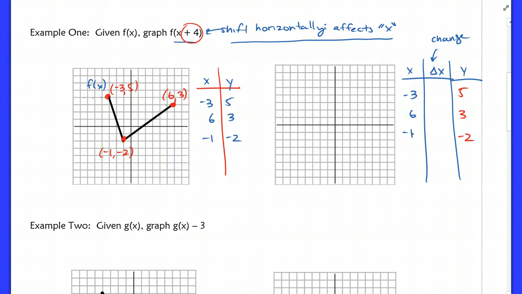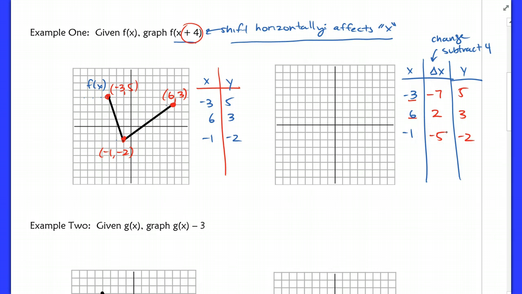And then the change that I need to occur, remember, if this is positive 4, this actually shifts it to the left 4. So I'm going to subtract 4 from every x number. So that's the change that I'm creating here. It's the translation. So I subtract 4. -3 minus 4 gives me -7. 6 minus 4 gives me 2. -1 minus 4 gives me -5.